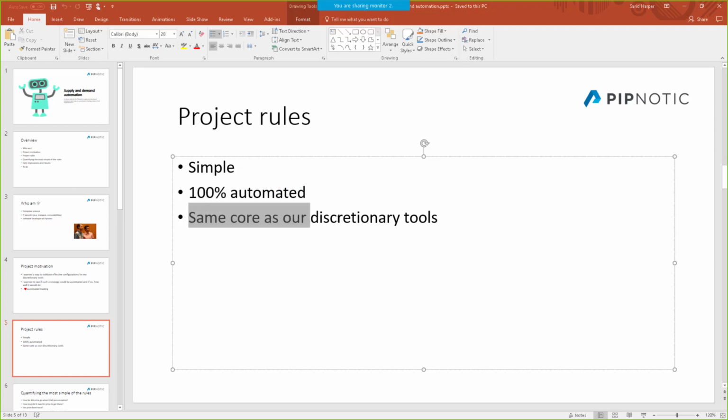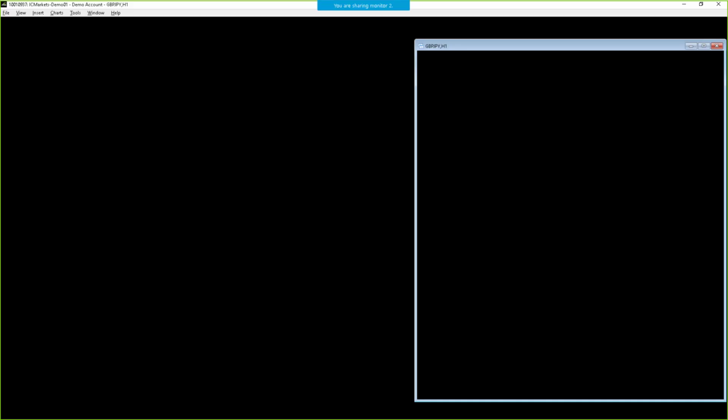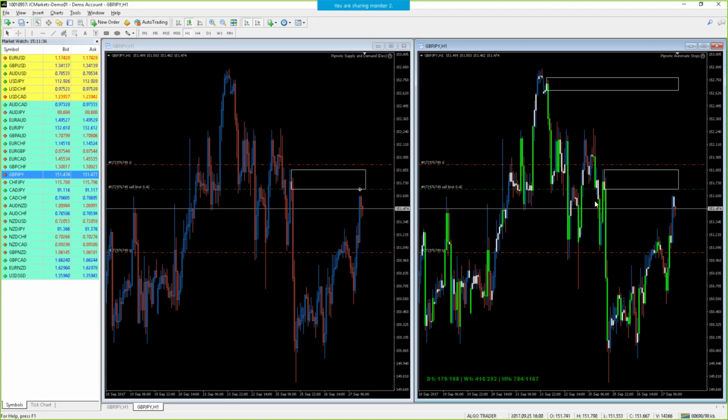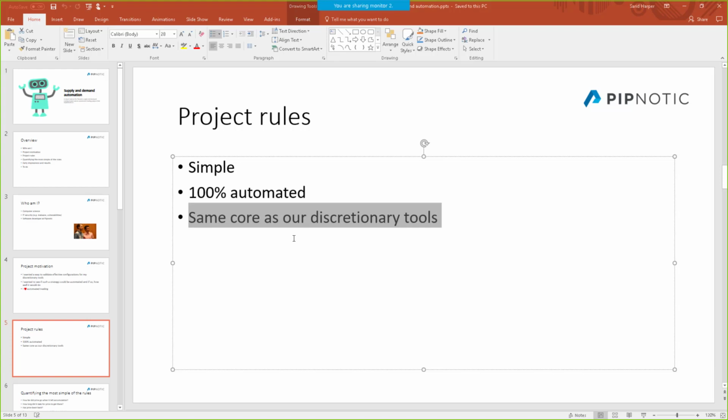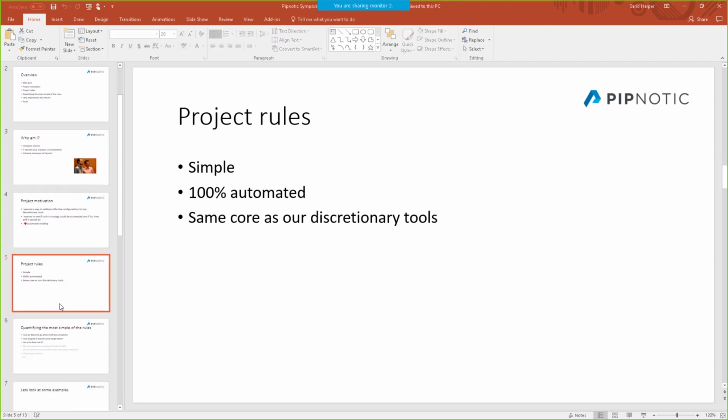And then of course I didn't want to reinvent the wheel, and so I have these discretionary tools here which are really, very good, and I wanted to base it on the same logic that's built into these tools. I didn't want to start from scratch, so I was just using the core, the engine of the other tools I was using, and that was the primary component in this algorithmic trading project of mine.